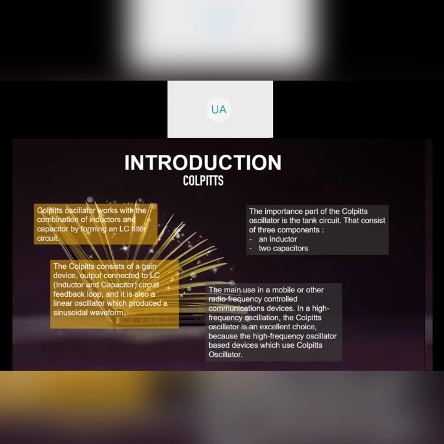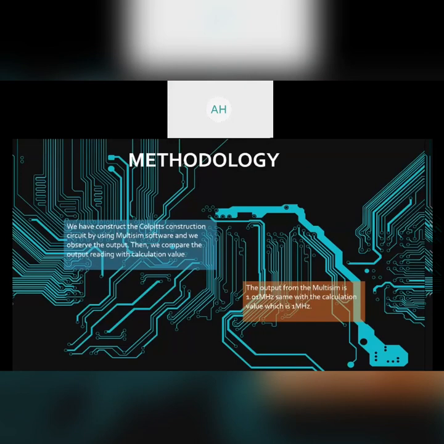For the connection in the circuit, the capacitors are connected in series and then connected in parallel with the inductor. The main use is in mobile or other radio frequency control communication devices with high frequency oscillation. The Colpitts oscillator is an excellent choice for high frequency oscillator based devices. For the methodology, we construct the Colpitts circuit by using Multisim software to observe the output. Then we compare the output reading with 1 MHz.